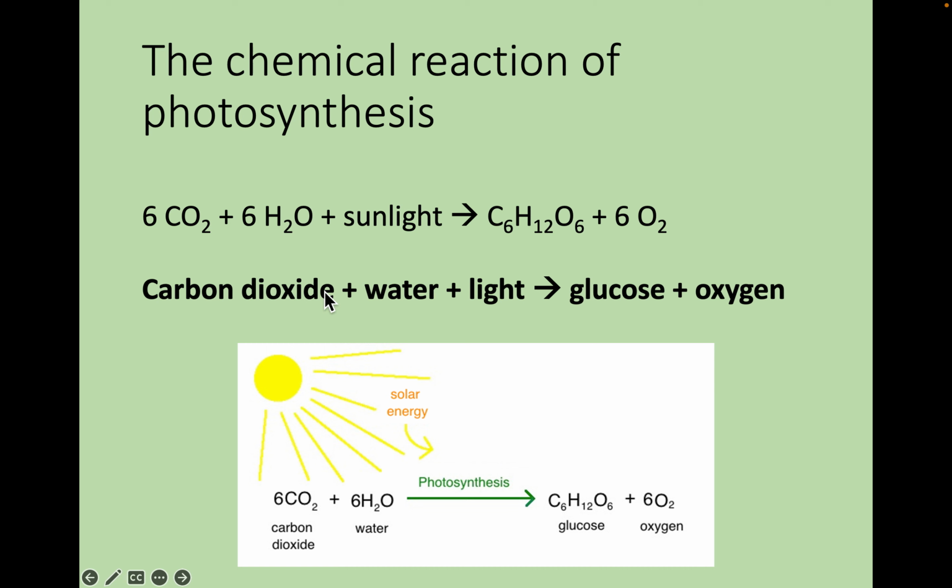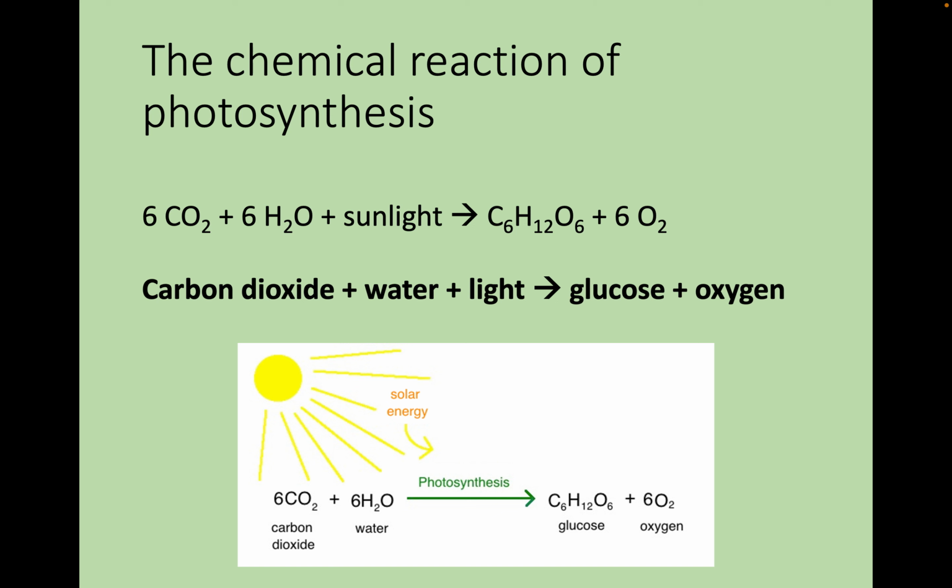By the way, on your notes I gave you the symbols, you have to write out the words. CO2, carbon dioxide. There are 6 of them, that's what that 6 means in front. H2O, water. In a chemical reaction, these things on the left side are the things going in. The things on the right side of the arrow are what's coming out. C6H12O6 is glucose. That's a carbohydrate. And 6 oxygens. If you can remember, carbon dioxide, water, go in, glucose, oxygen, come out, you're good.